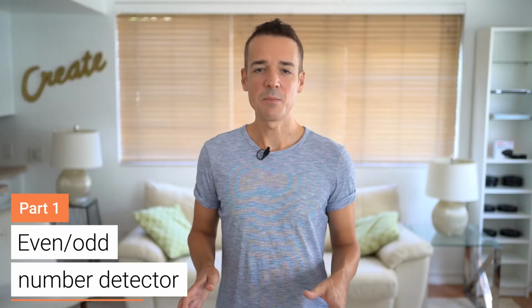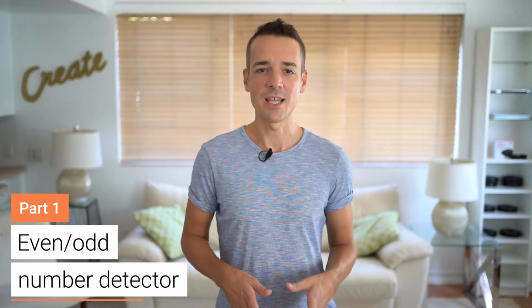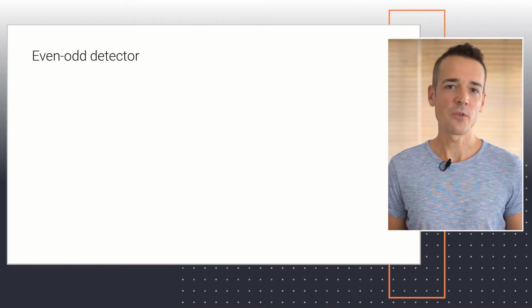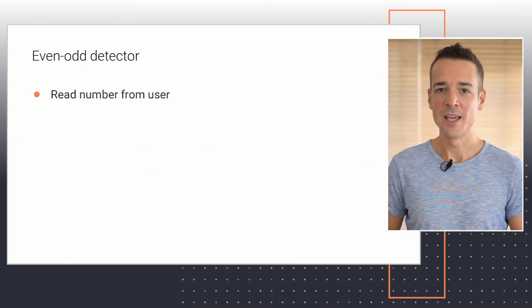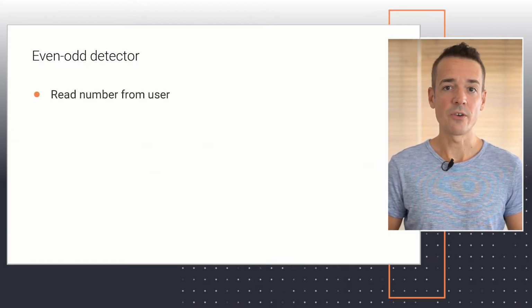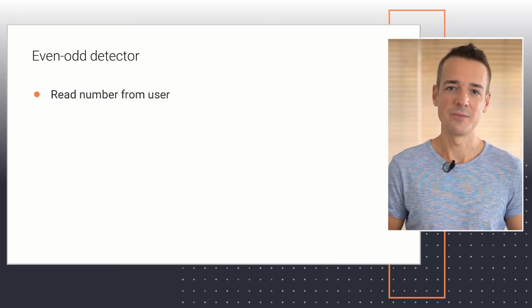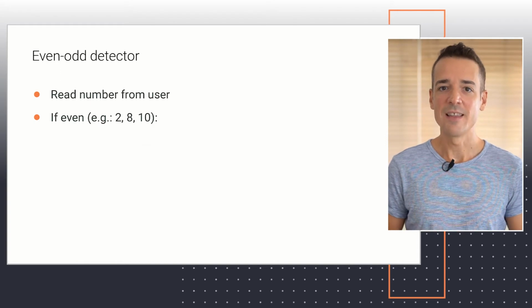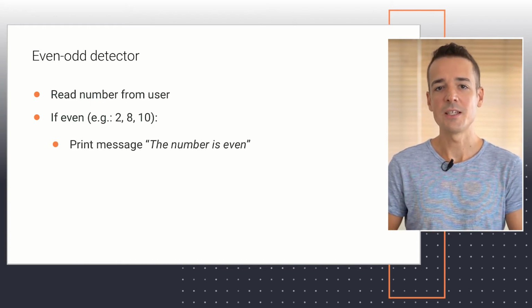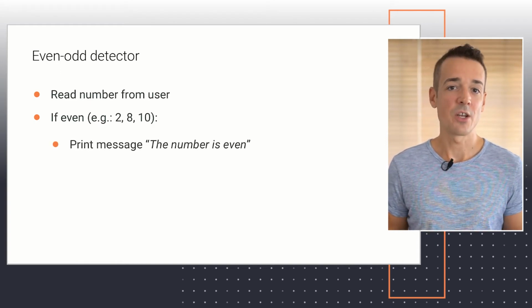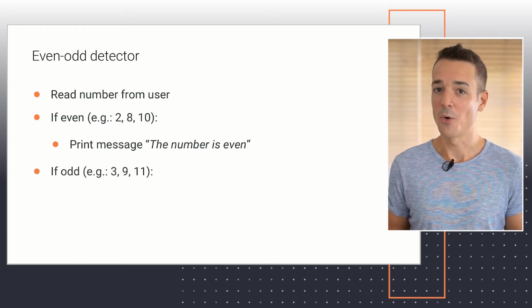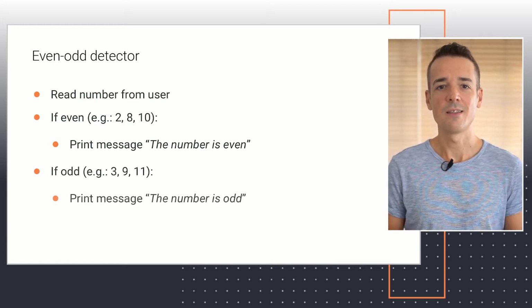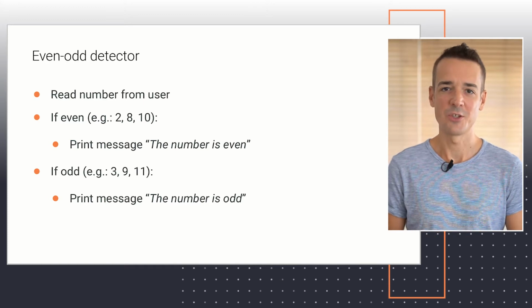As a first example, we'll design an even-odd number detector program. The program should first ask the user to enter a number. Then the program should indicate whether that number is even or odd. If the user enters an even number, such as 2, 8, or 10, the program should print, "The number is even." If the user enters an odd number, such as 3, 9, or 11, the program should print, "The number is odd," and finish.